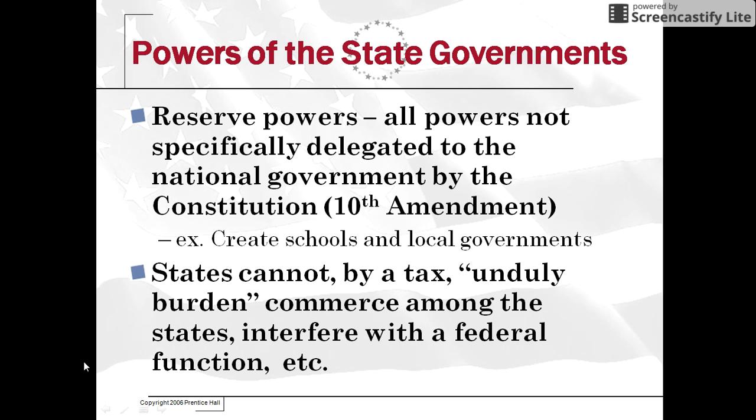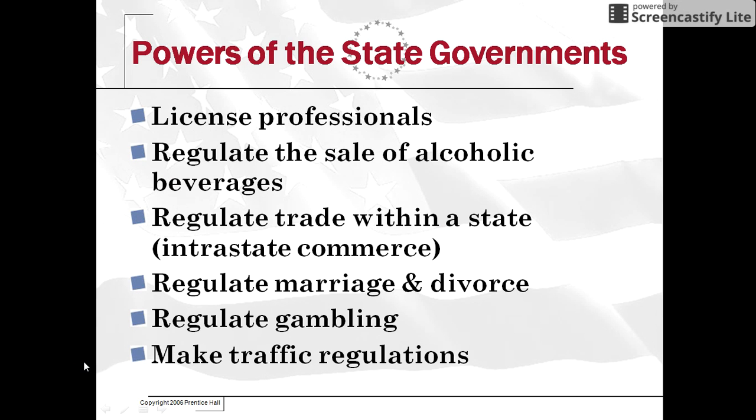Now, one thing that states can't do is burden commerce with taxes among the states. So they couldn't tax the national government. That's McCulloch versus Maryland. They can't tax another state's commerce, things of that nature. Okay, some powers that state governments have. They license professionals: teachers, doctors, dentists, lawyers. They regulate the sale of alcoholic beverages. Until a few years ago, Georgia was one of two states left that didn't allow alcohol sales on Sunday. All states are different. Regulate trade within a state.